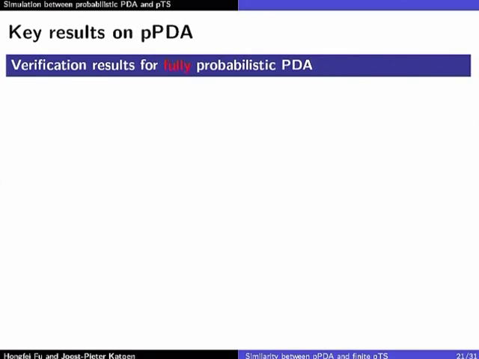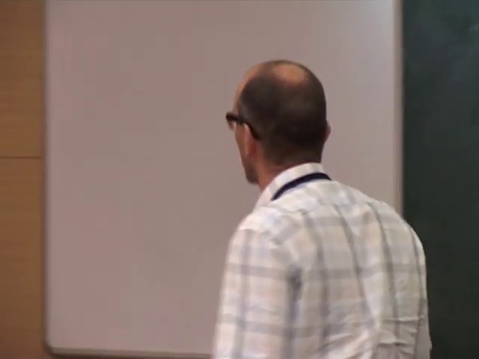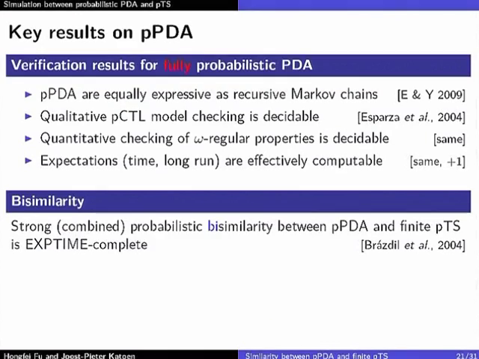Some key results about what is known about these probabilistic pushdown automata. Well, there's actually quite something known about fully probabilistic pushdown automata, so those that have no non-determinism, because they are equally expressive as recursive Markov chains, a model by Etessami and Yannakakis. Qualitative PCTL model checking is actually decidable. Qualitative means, is the probability larger than zero or is it equal to one? Quantitative properties of omega regular properties is actually decidable. Work by Esparza, Richard Mayr, and others. And actually, you can also compute some expectation values.